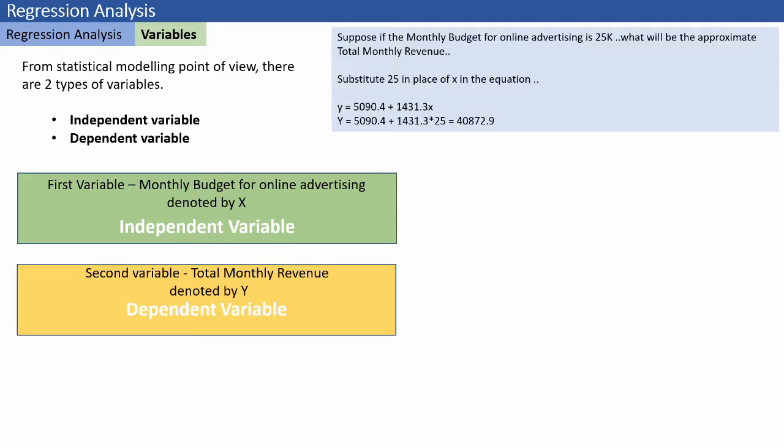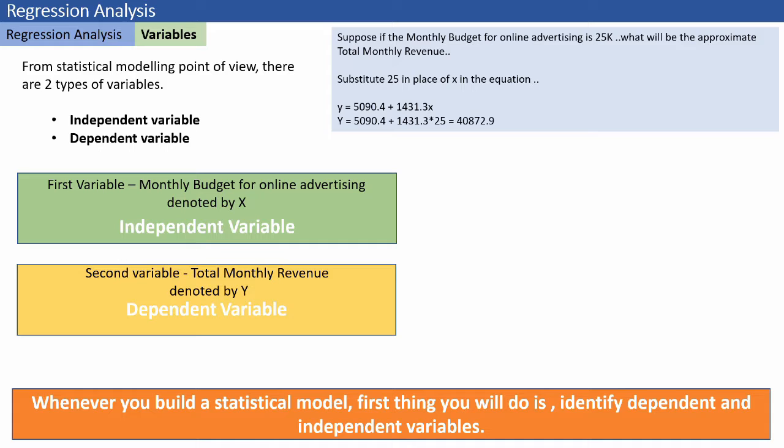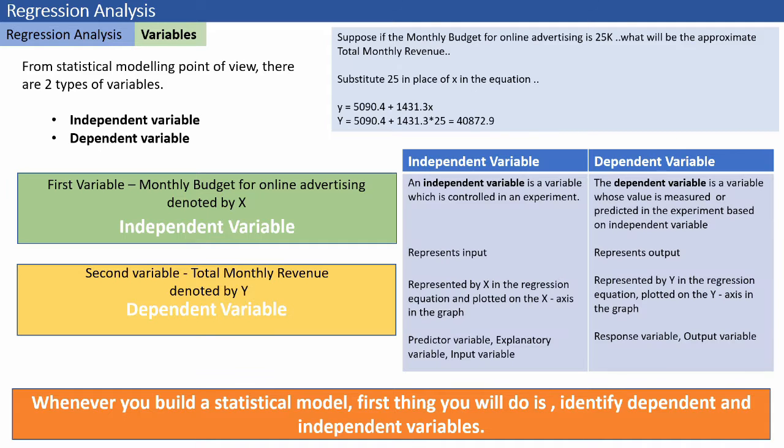So, whenever you are building a statistical model, not only simple linear regression, but any statistical model, first thing you will do is identify dependent and independent variables from the given data set. Here are some important points you should remember about dependent and independent variables.